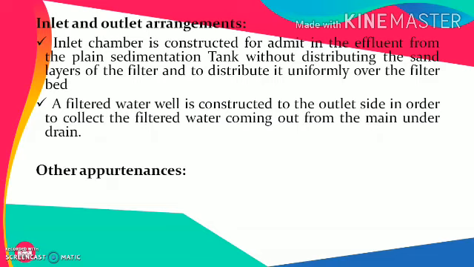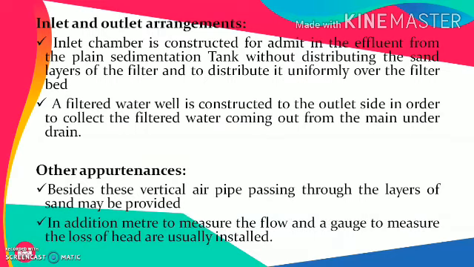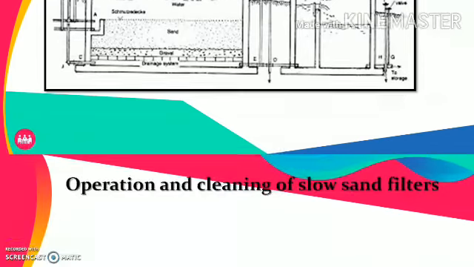Along with that, we need certain appurtenances for the appropriate maintenance and monitoring of the filtration process. Besides these, a vertical air pipe passing through the layers of sand may be provided. In addition to that, meters to measure the flow and a gauge to measure the loss of head are usually installed. This is the cross section of the slow sand filter which is connected to the outlet well. The filtered water is collected in this outlet well shown on the right side, and then it is transferred to the storage or the distribution system.